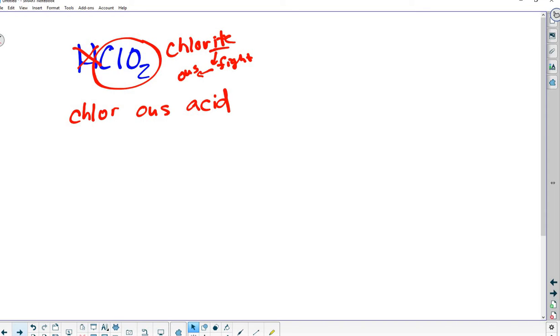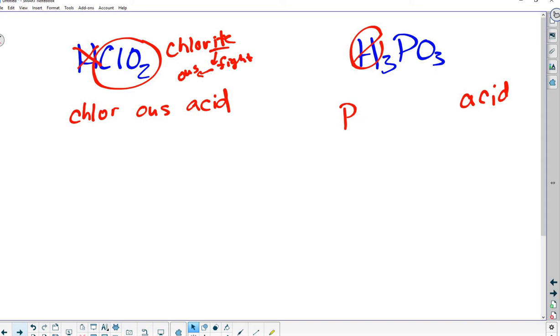Okay, let's take another one. What do I know about it? There's 3, so there's no hydro. Just from the 3, I'm not going to worry about the hydrogen. It's just going to tell me it's an acid. Now I look at the PO3. Phosphate was PO4, so this is phosphite. And we get the OR back, right? Phosphor, and then OUS. Okay, let's do another one.